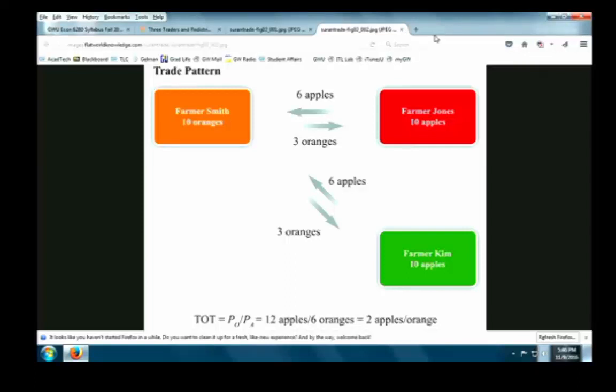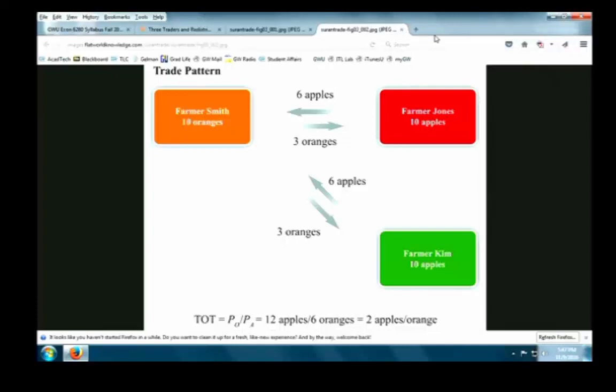All right, so it's a simple story, but we can draw some very important lessons from it. The first thing we can note is that we can classify this in terms of international trade by drawing a line right here and imagining that Smith and Jones are in the United States, and Kim is in Korea. What we have just seen is international trade between two countries. Kim is in Korea, Smith and Jones are in the United States.